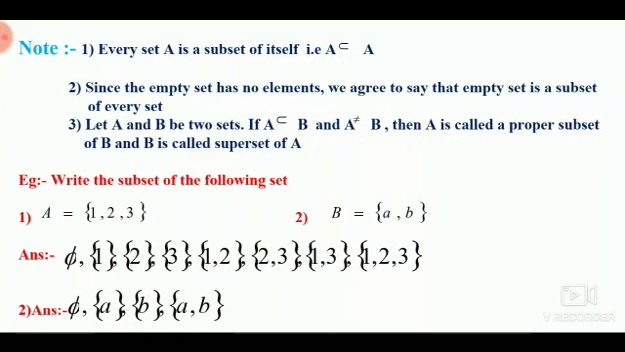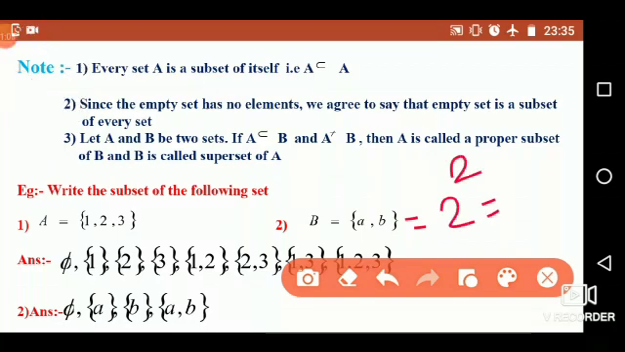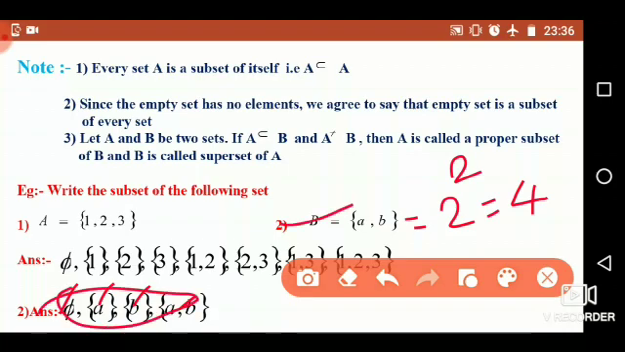Likewise, we can find the subsets of a given set B. Since B has 2 elements, the total number of subsets of the given set B is 4, that is, 2 raised to 2. Therefore, the subsets are the empty set, singleton A, singleton B, and A, B. Therefore, these are the subsets of the given set B.